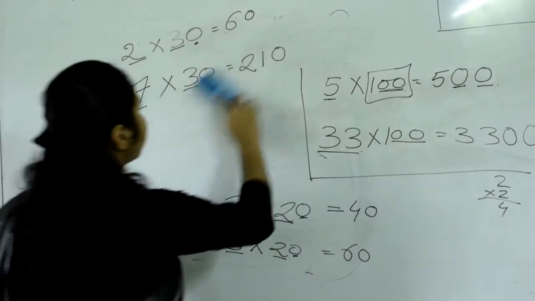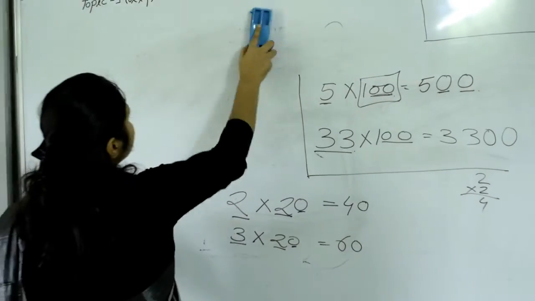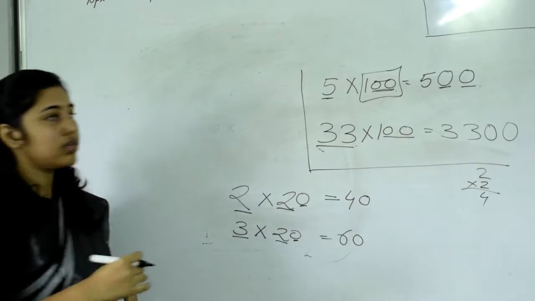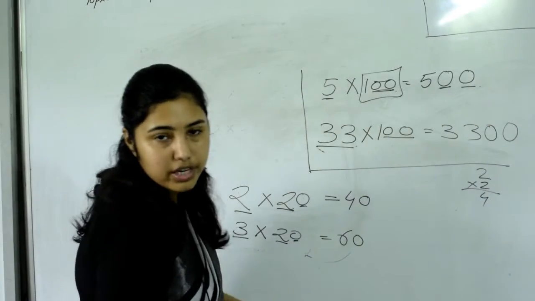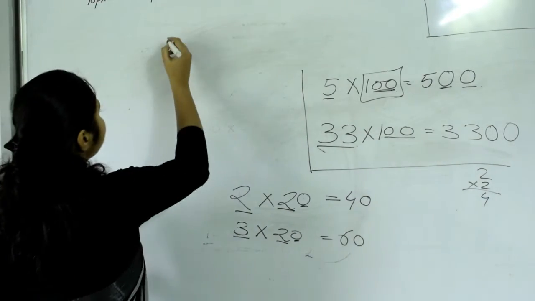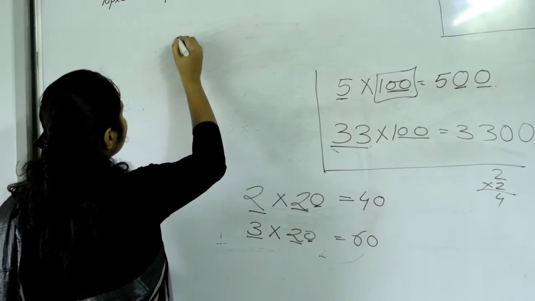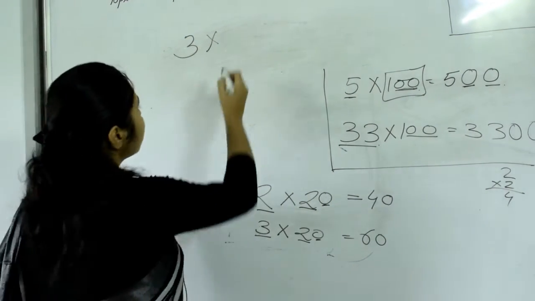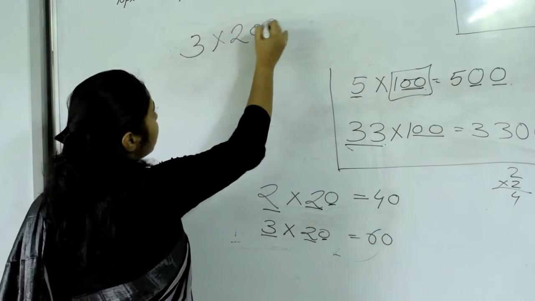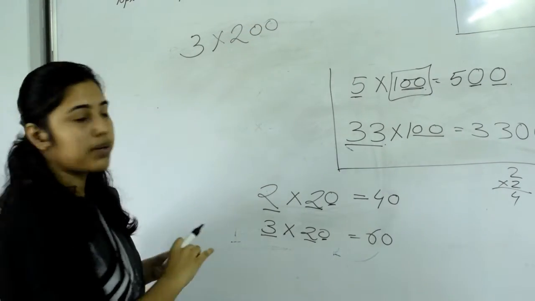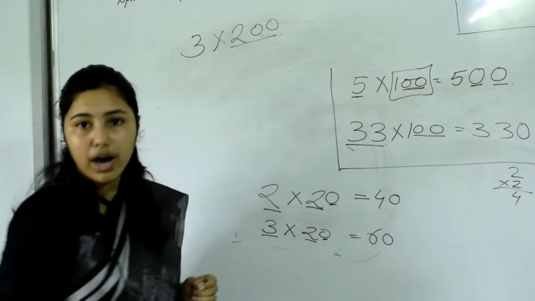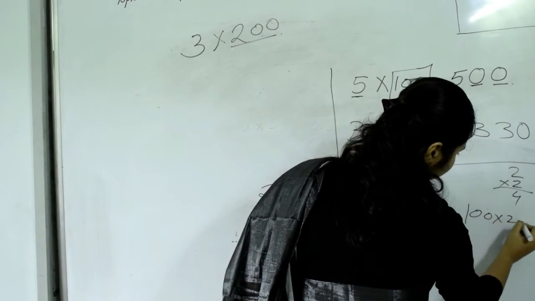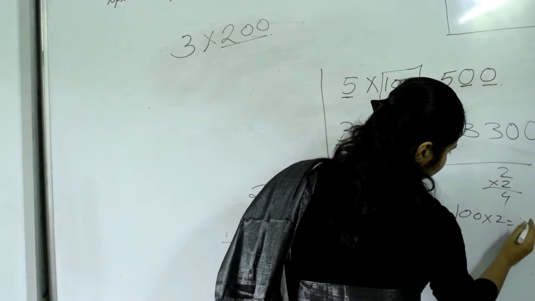Now in a similar way we can multiply the multiples of 100 with any number. So first consider 3 and multiply 3 with 200. 200 is a multiple of 100, right? We know that 100 into 2 equals 200.